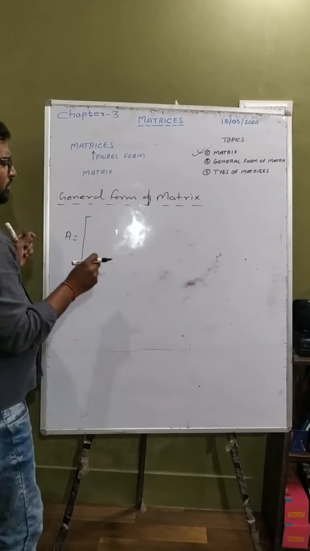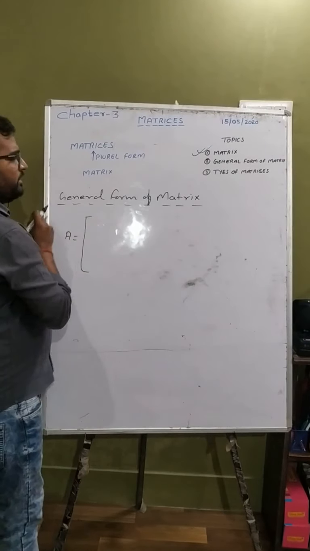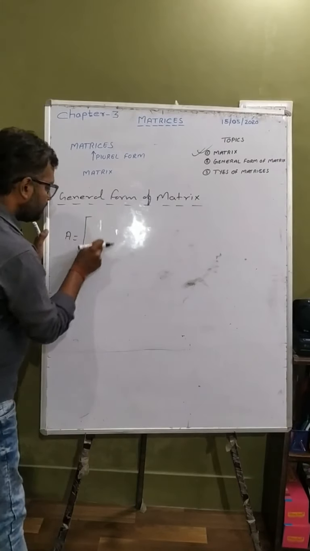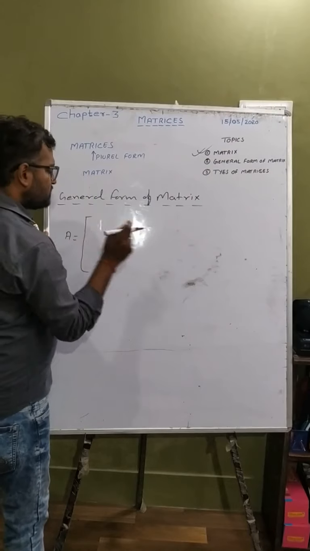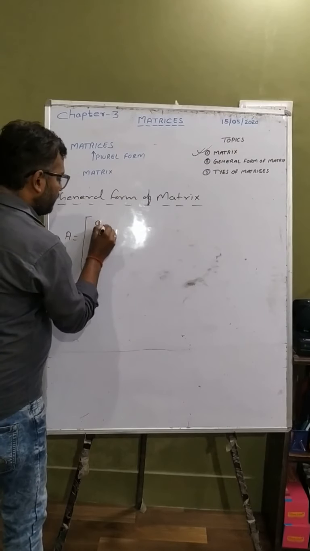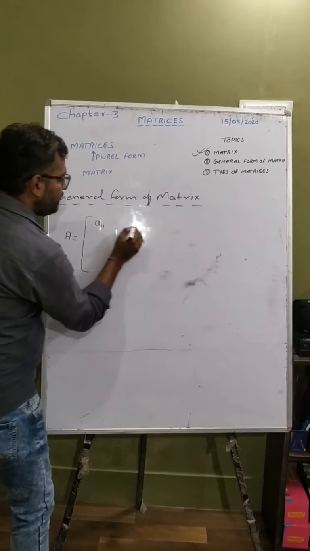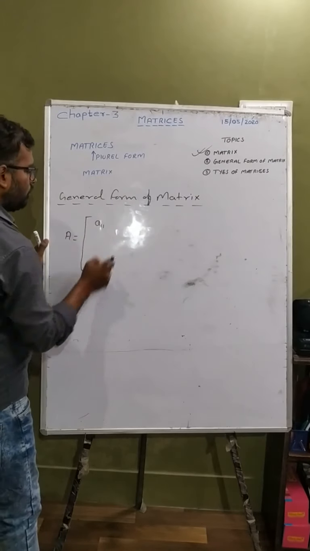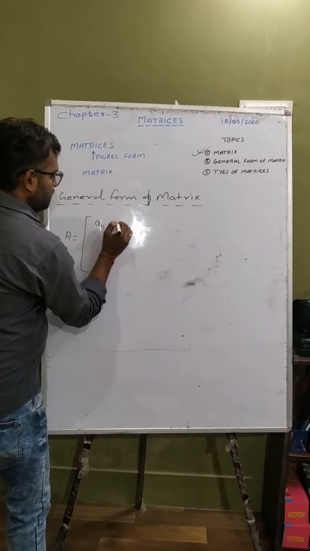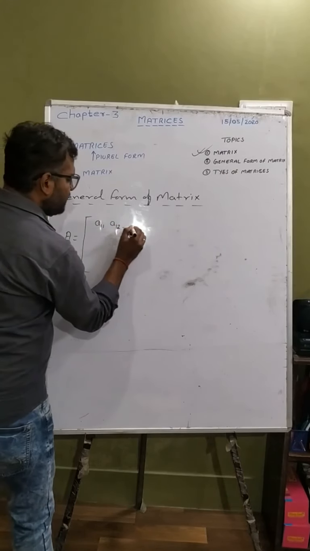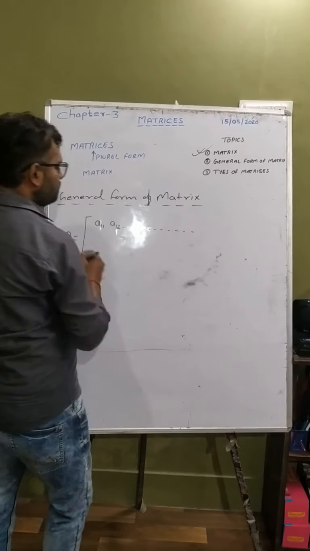The number written at the first place, it means the number written at the first row and the first column, this name is given by A11, as we have discussed in the previous topic. Because this is of the first row and this is of the first column. Definitely this is of the first row and which column? A12.